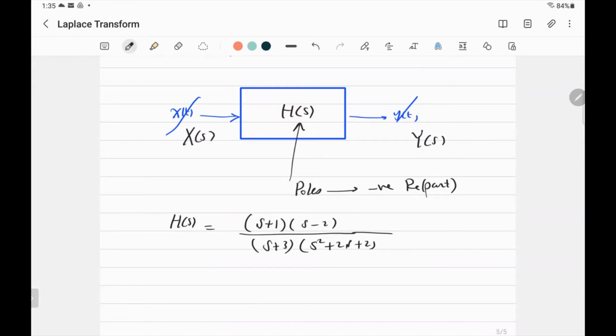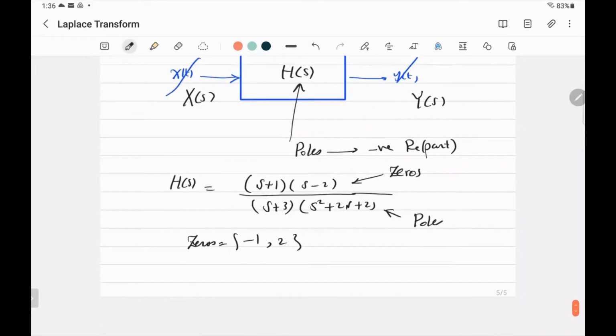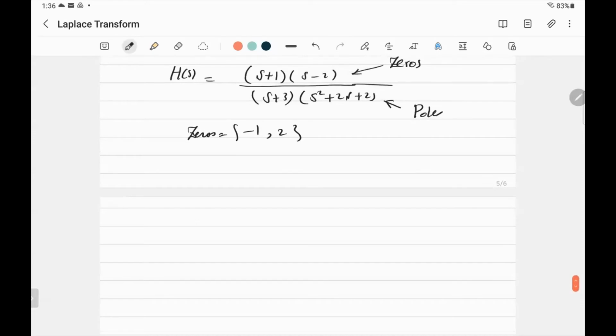If you want to find the roots of the top part, we call them the zeros of the system. If you want to find the roots of the bottom part, we call them the poles of the system. So now if I ask you what are the zeros of the system, find the roots. What do you mean, find the roots? Just make it equal to 0. So you find S equals -1 and 2. Those are the zeros. Zeros do not affect the stability of the system. The poles affect the system. What are the poles of the system?